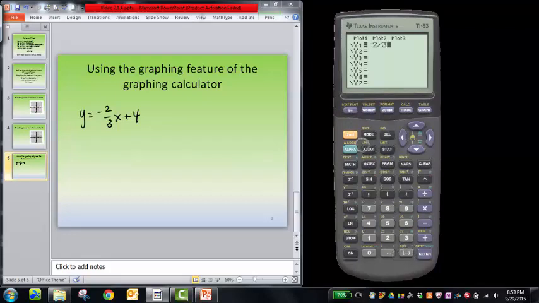And then where's the x? The x is located right here by the alpha. You just press the button. You don't have to do anything else. X comes up. Then we press plus 4, and we've got our equation entered.